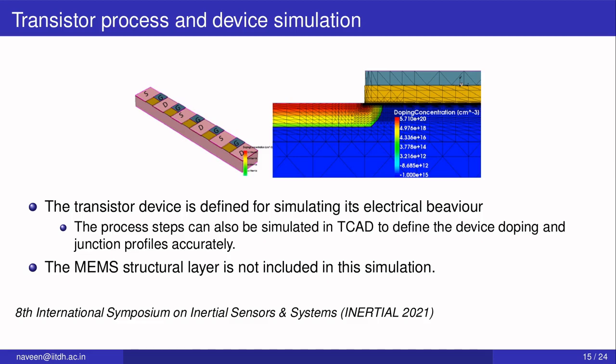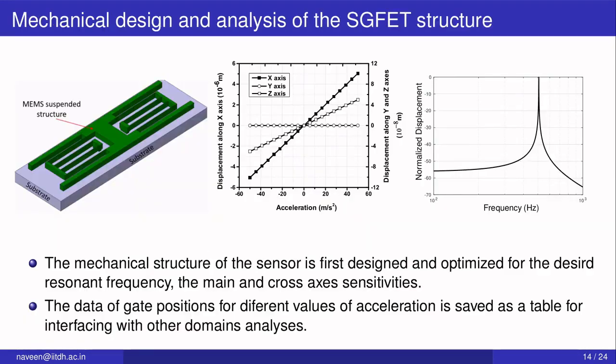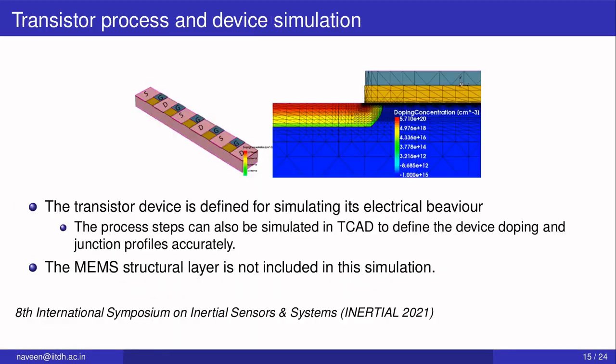Then you can take the different gate positions which are predicted by the MEMS simulation. So for example, if you are looking at an acceleration range of plus minus 5g, you know that the gate positions will be over a certain range of values for this particular acceleration. So in this case, it is in the order of plus minus 5 micrometers for an acceleration of plus minus 5g. So for this range of values of gate displacements, for each of these values, you can now do a TCAD simulation to find out the electrical behavior of the transistor.